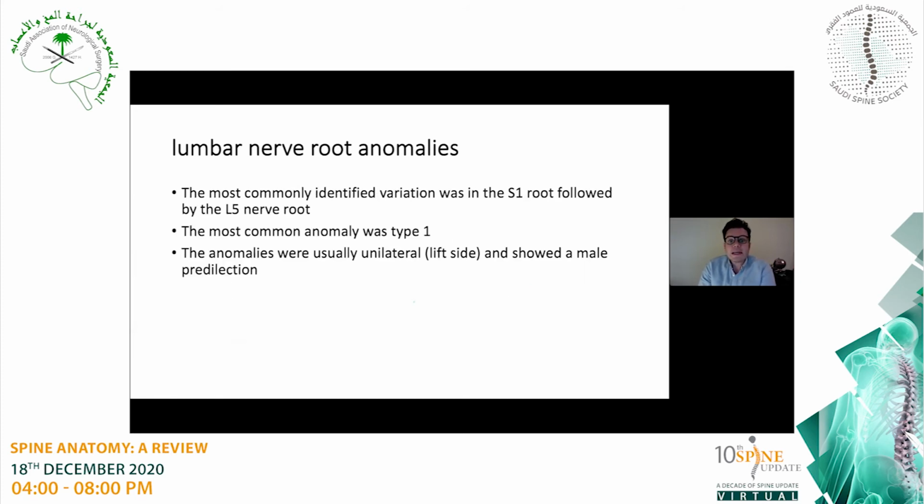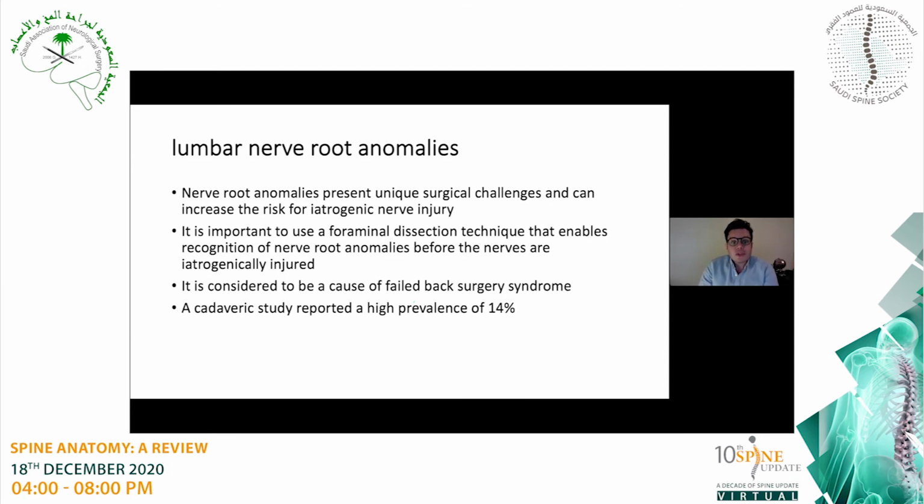The most commonly identified variation was the S1 root, followed by the L5 nerve root. And the most common anomaly was Nader and McNab type 1. The anomalies were usually unilateral on the left side and showed a male predilection. Nerve root anomalies present unique surgical challenges and can increase the risk of iatrogenic nerve injury. It is important to use foraminal dissection techniques, which means you identify and remove the fat and you work slowly in order to identify all structures.